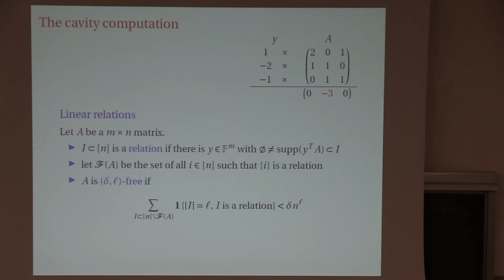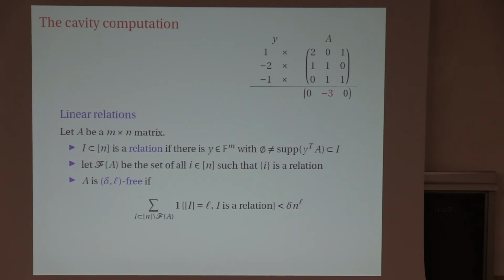I have to tell you a little bit about linear relations. So consider any old matrix A, any m by n matrix A. Then I'm going to say that a set I of columns is a relation of this matrix if it is possible to generate a linear combination of the rows of the matrix. So you take once the first row, minus twice the second row, minus once the last row, for example, so that you get a non-zero vector whose non-zero entries are contained in the set I. In other words, by looking at the rows of the matrix A, you can deduce a non-trivial linear relation amongst the variables in the set I.